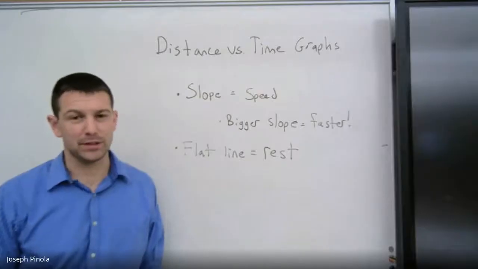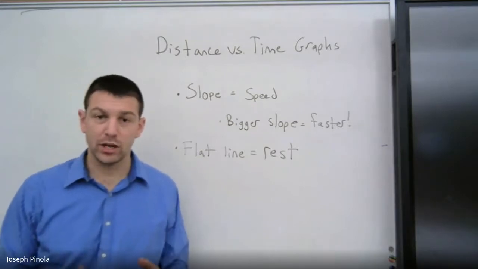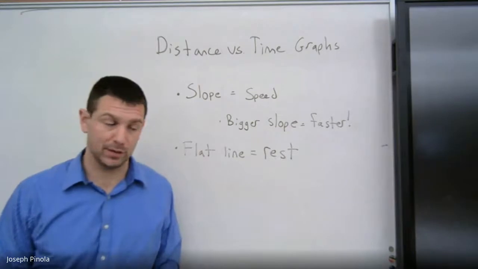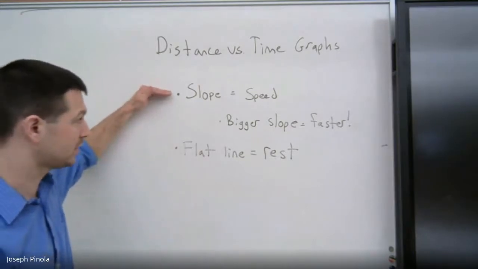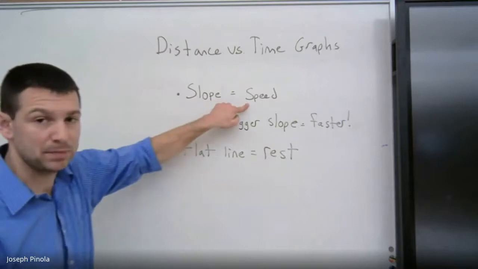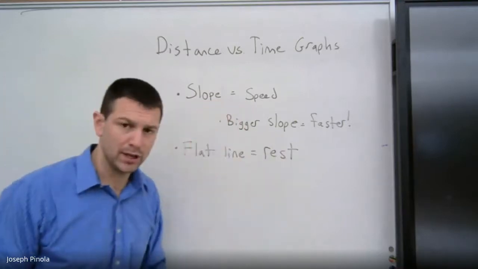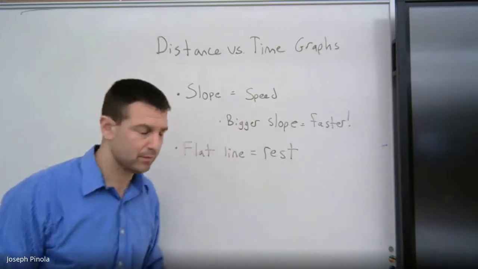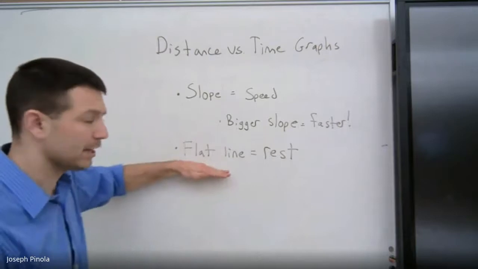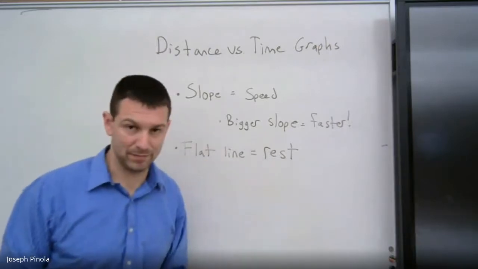I hope you learned something in this video about distance versus time graphs. You should come back with a couple takeaways from them. We noticed that the slope of a line on a distance versus time graph represented the speed. And that meant that when we had a line that had a bigger slope, the object was moving with a faster speed during that time. We also noticed that when the line was flat, the object was at rest during that time.